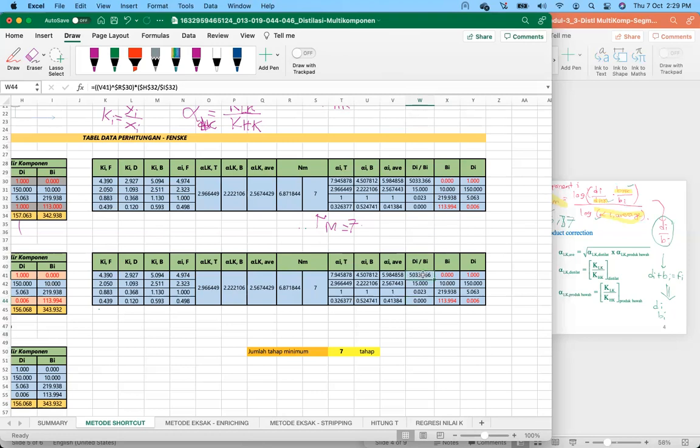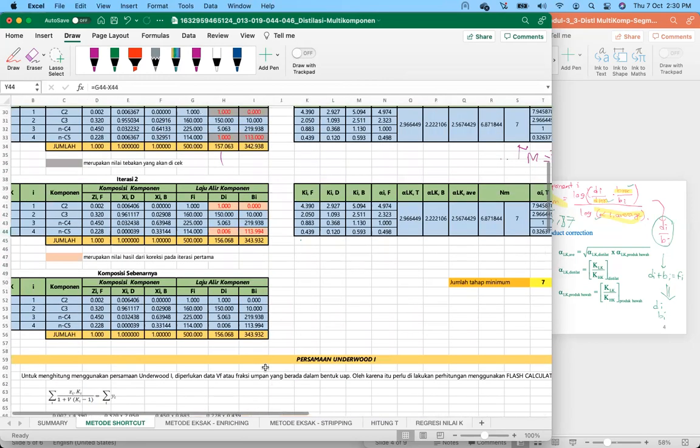Okay, so because we know the I and BI, we also know the F, the feed, FI. Then they can solve the equation, and then they get the BI and also the DI.